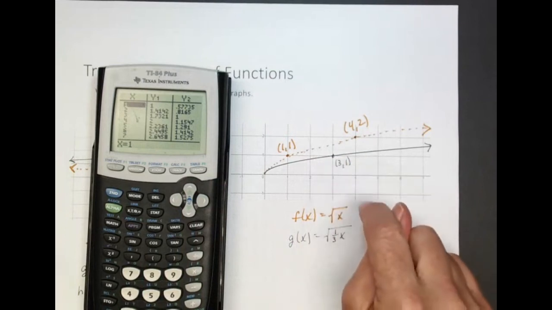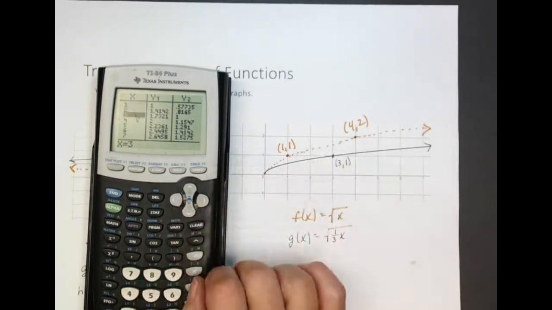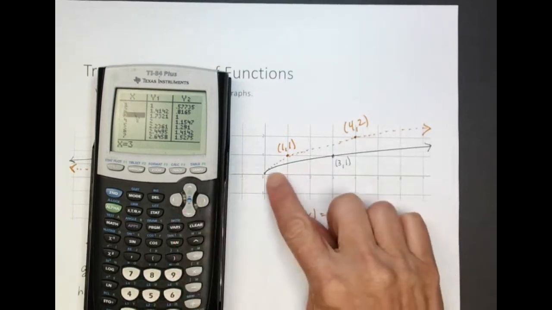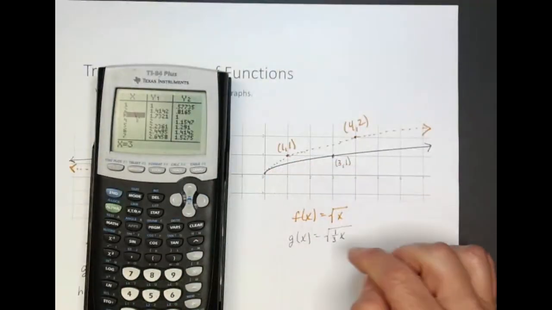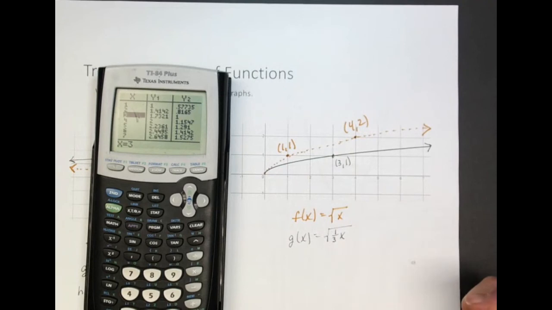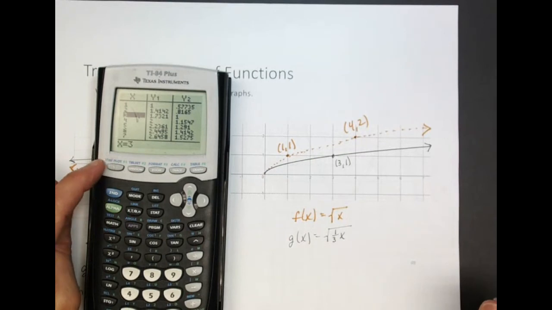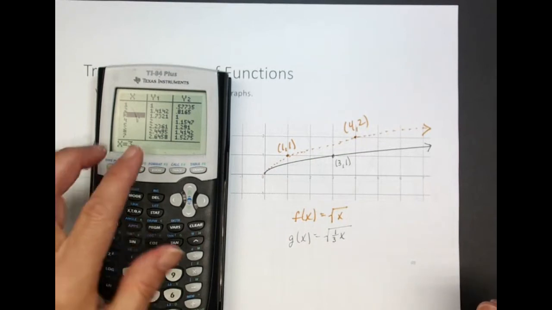Let's see what happens when x is 3. Go down to 3 and look at that. Y is 1. That's exact. So I think I'm in a pretty good place here. I think I've got the right values. I think that square root of 1/3 x matches. And I could check a few other points if I wanted to too.